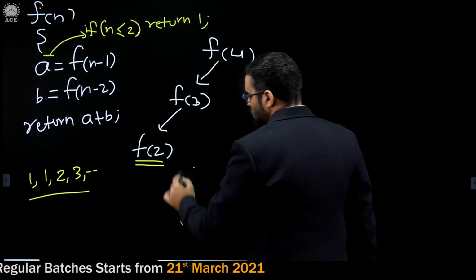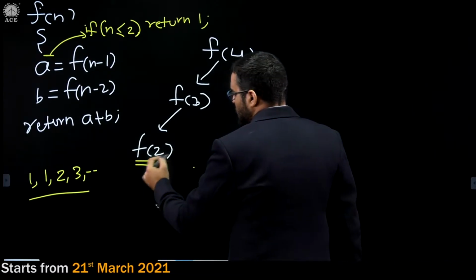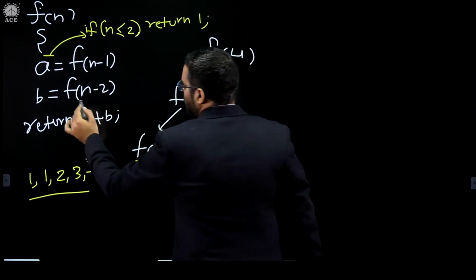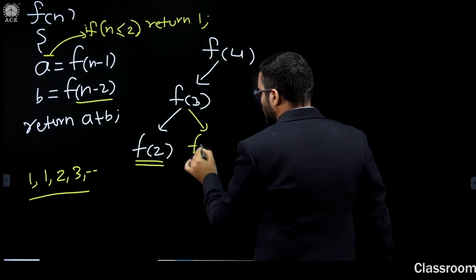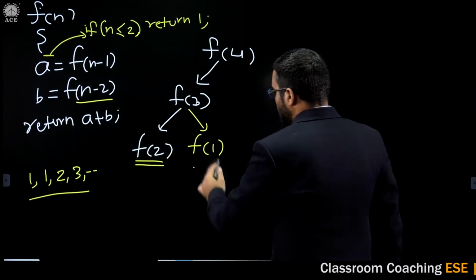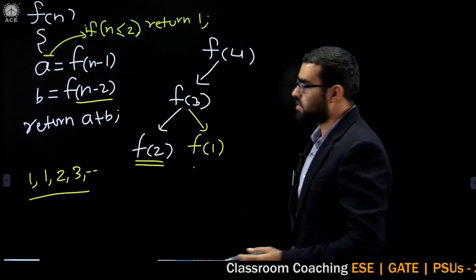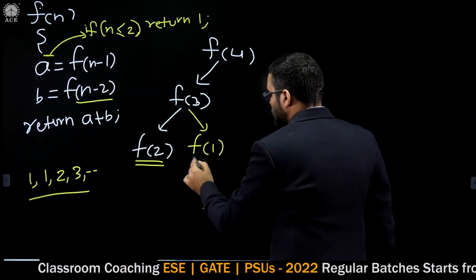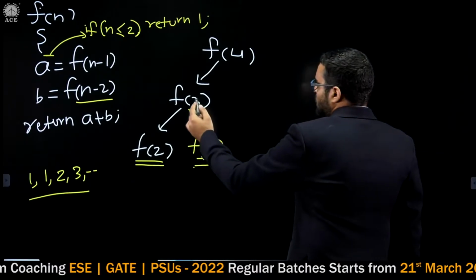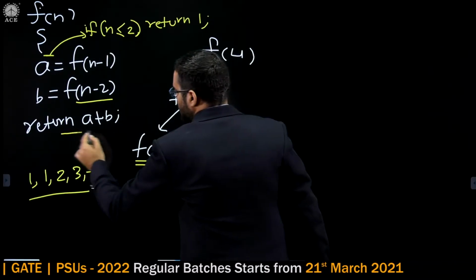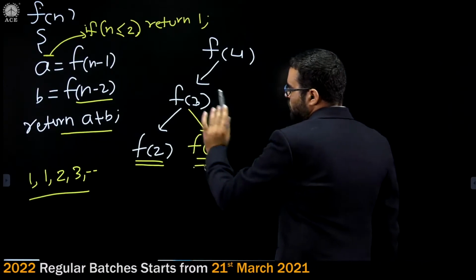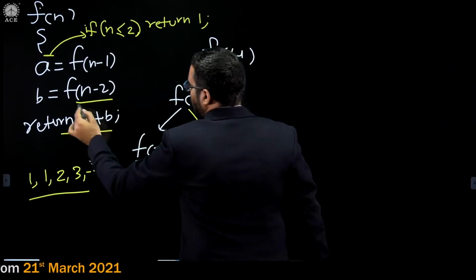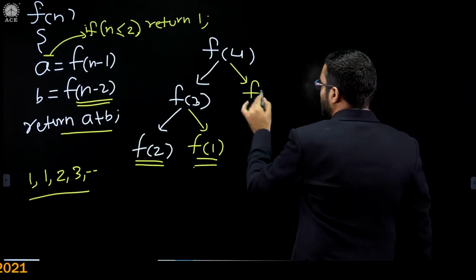So this function F2 will return, and then we will go to F3. Now F3 will call F1, and it will return because F1 is equal to 1. You can see when n is less than or equal to 2, we simply return. Now this F3 will also return. The value that F3 will return is A plus B. Then F4 will call F2.